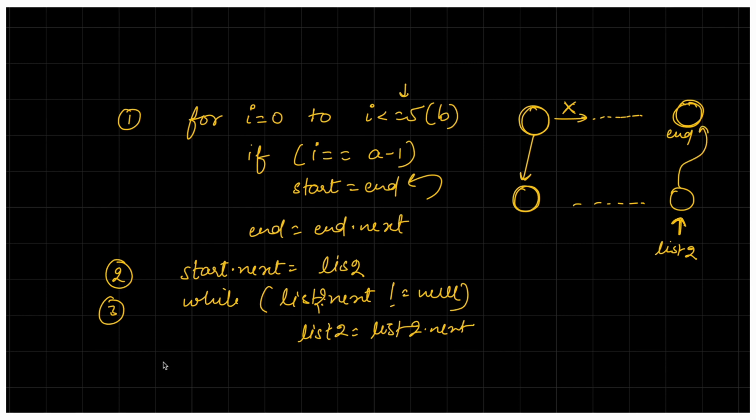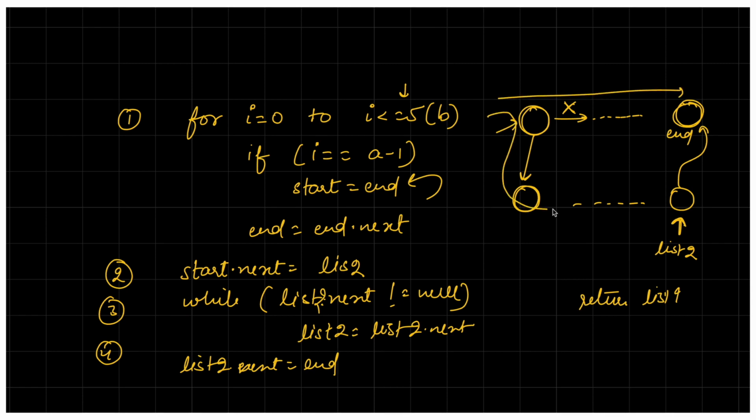And once you reach over here, you need to make sure that you will say list2.next is end. Okay. So as a fourth step, list2.next is equal to end. And then we can return list1, right? Because list1 is still pointing over here. So now rather than your list1 being this, your list has become this actually.